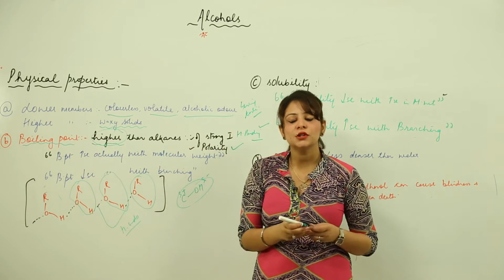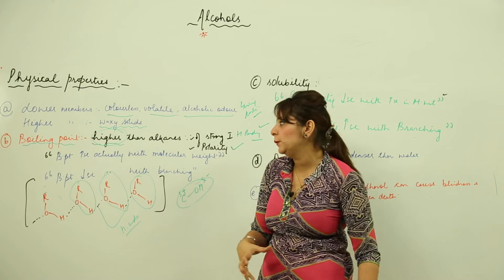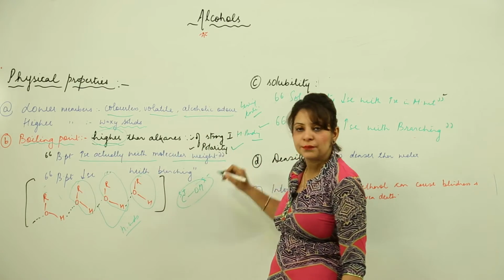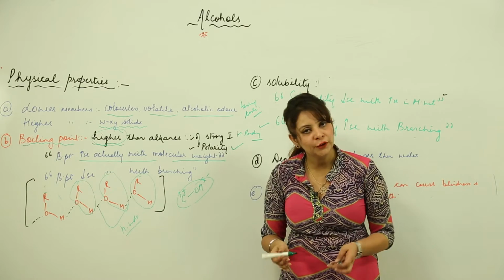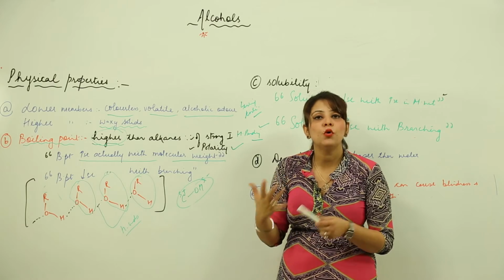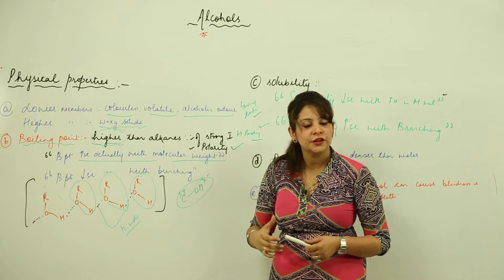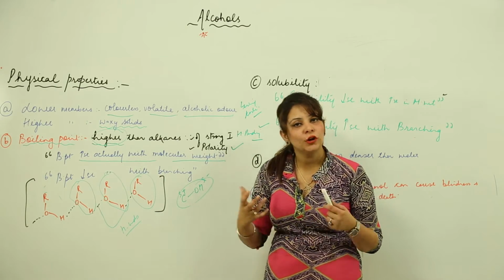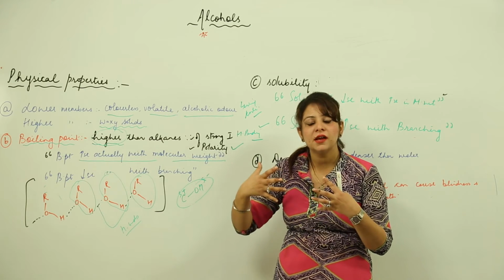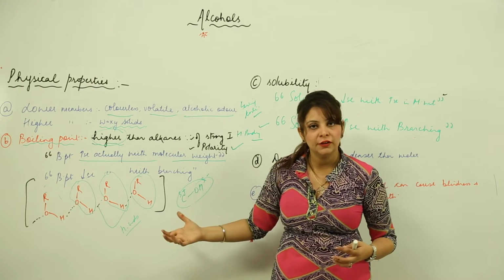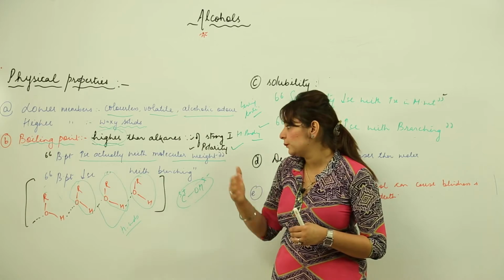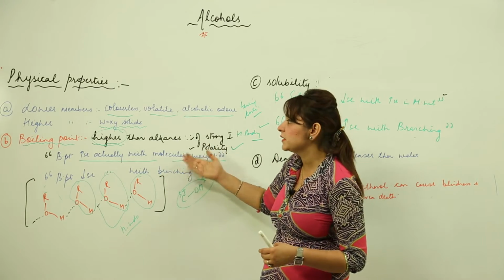But there we see a variation in boiling point. Boiling point increases with molecular weight. If I am talking about propanol and heptanol, obviously heptanol is going to have the higher boiling point. A higher boiling point means more attractive forces, which means more hydrogen bonding. That is the reason we see that with an increase in molecular weight the boiling point increases.